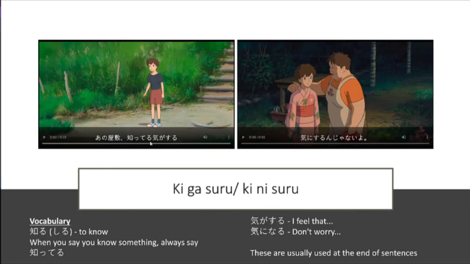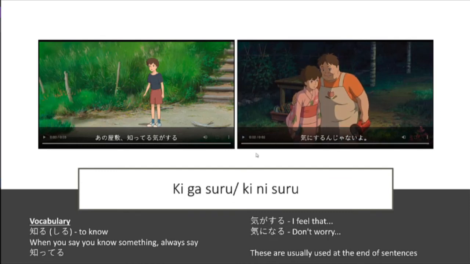No yashiki, shitteru kigasuru. So kigasuru is like, I feel like, I've got a feeling. Whereas kininaru... kinisuru, I meant to say kinisuru. Kininaru also means to worry, you feel worried. But kinisuru is like saying, don't worry about that. In this case, kinisurun janai yo. So kinisurun, suru, worry, don't worry. Kinisurun janai yo. 気にするんじゃないよ。 Don't worry about that.